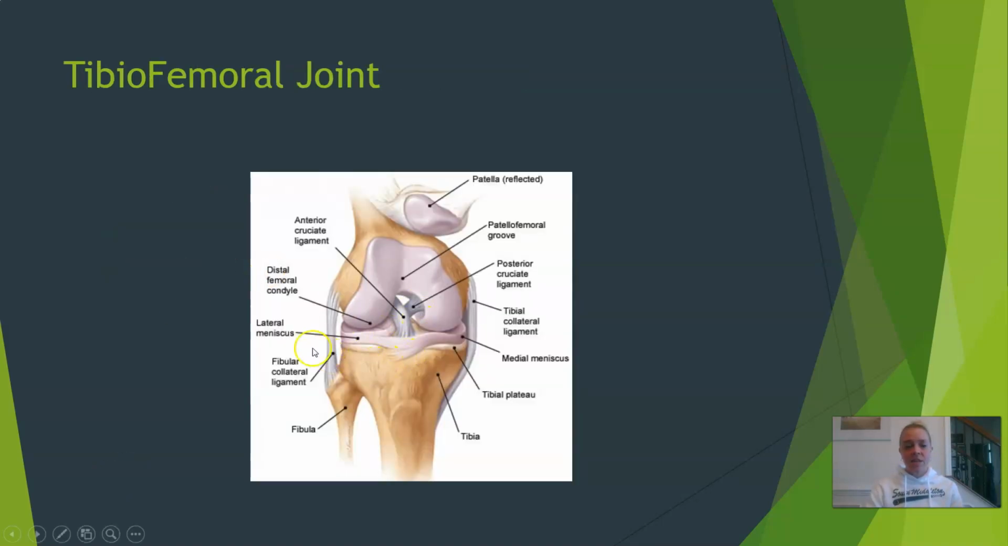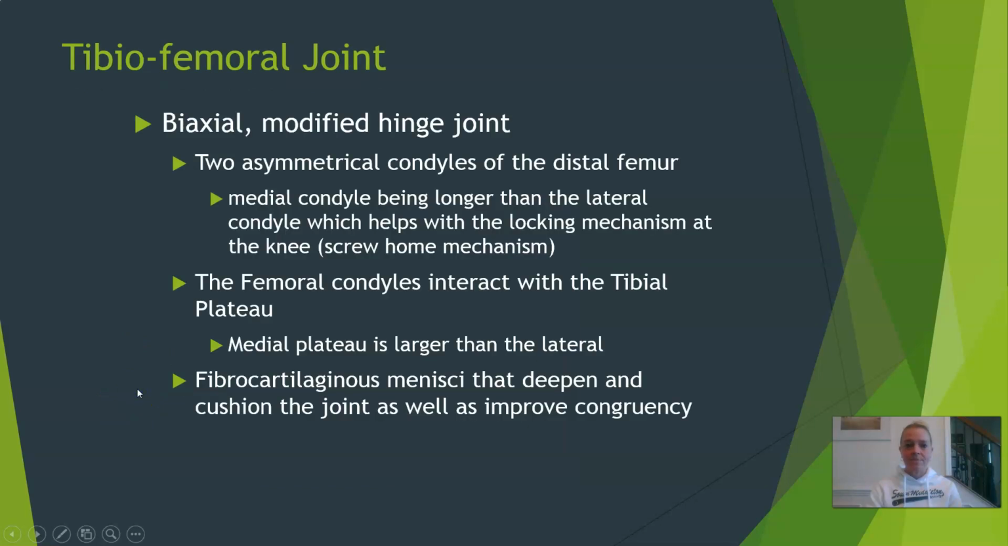So again, this is just another picture, all the same structures that we just talked about. The patella has been reflected in this picture, so you can see the underside of that and where it would fit into the patellofemoral groove there. You can also see your cruciate ligaments a little bit better in this picture. So just to go over, again, the anatomy of the knee.